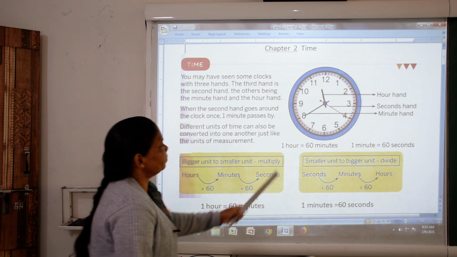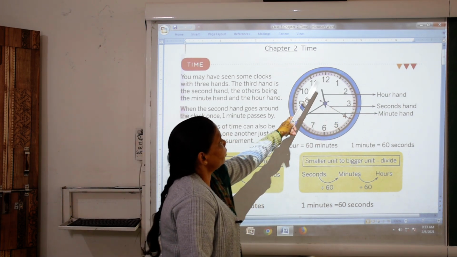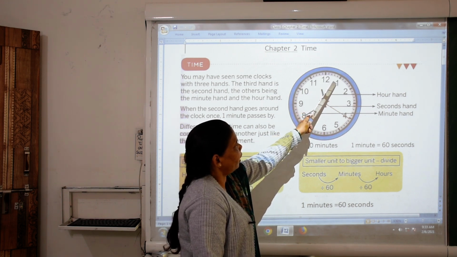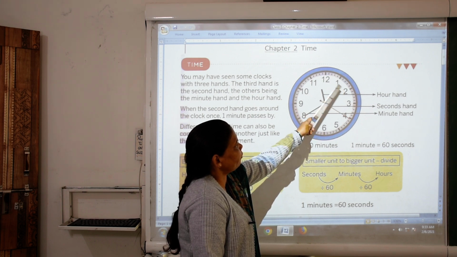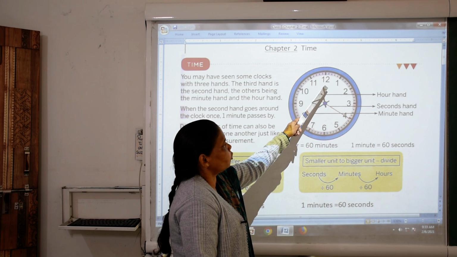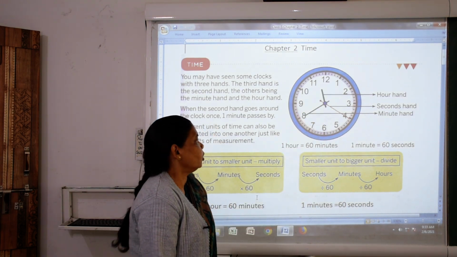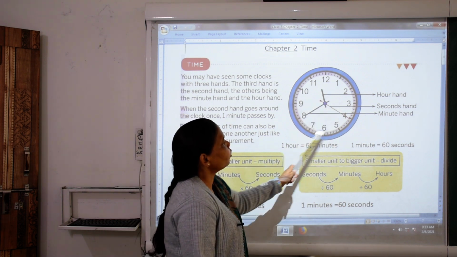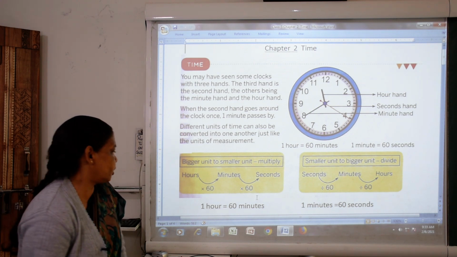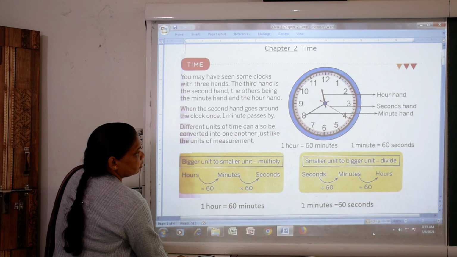Here, children, there is a 5-minute difference between each number on the clock. After 12 there is 1 and then 2, a difference of 5 minutes. There are 12 hours in total, so 12 into 5 is equal to 60 minutes. Our hour hand completes 2 rounds in a day, so in one day there are 24 hours. Children, let's take an example.